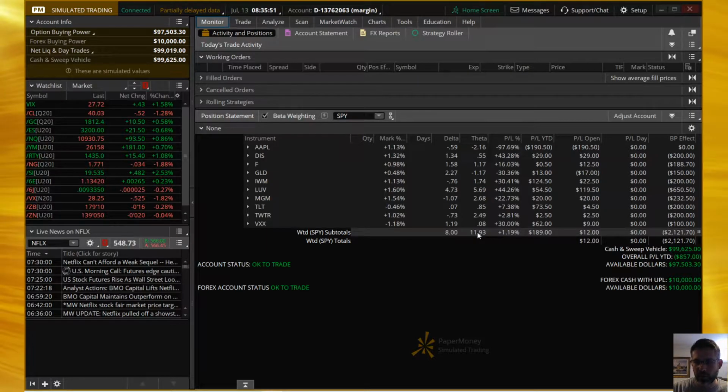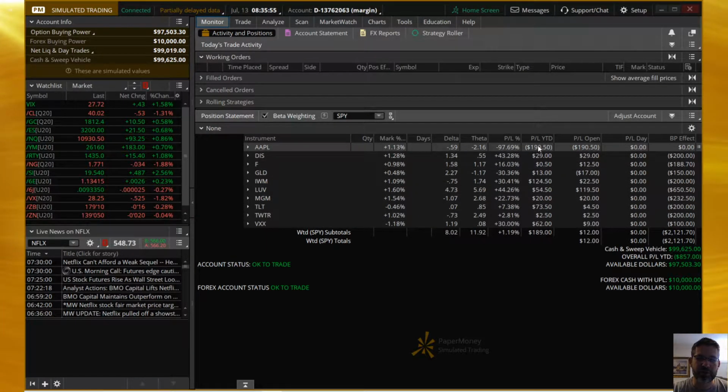Now, we do have one not so awesome position presently on. This was a long put vertical where we took a guess that Apple was going to come back from its highs, and it didn't. It kept going. Of course, we'll take a look at that.